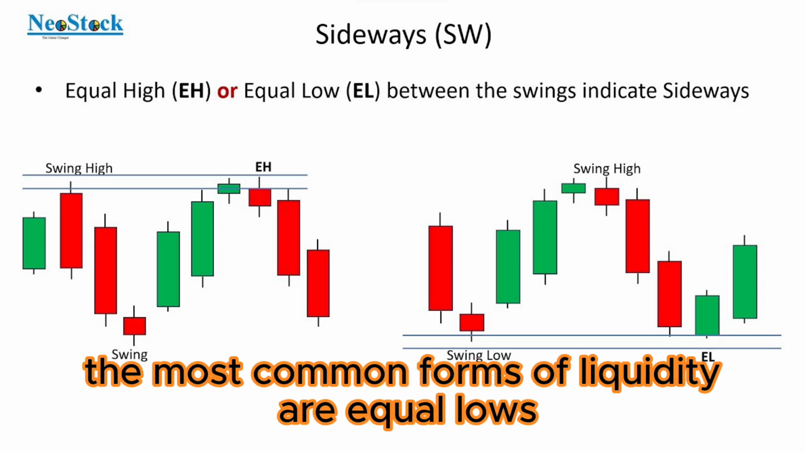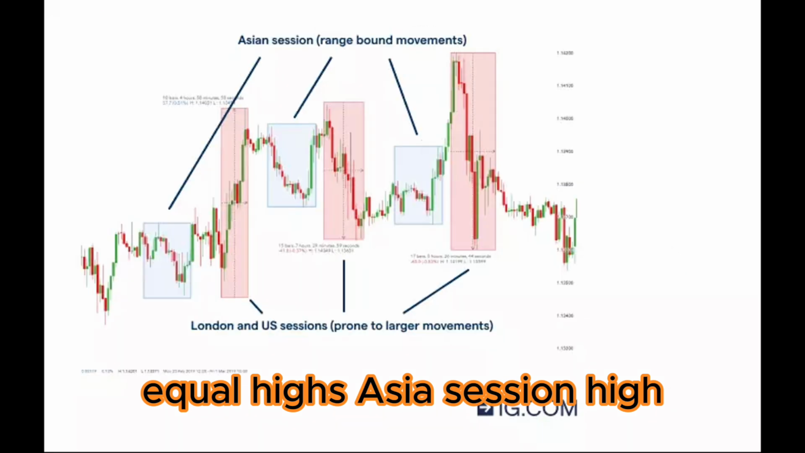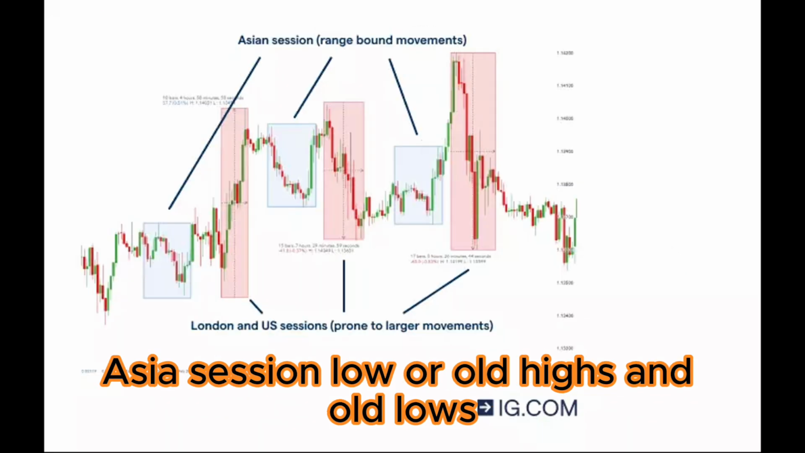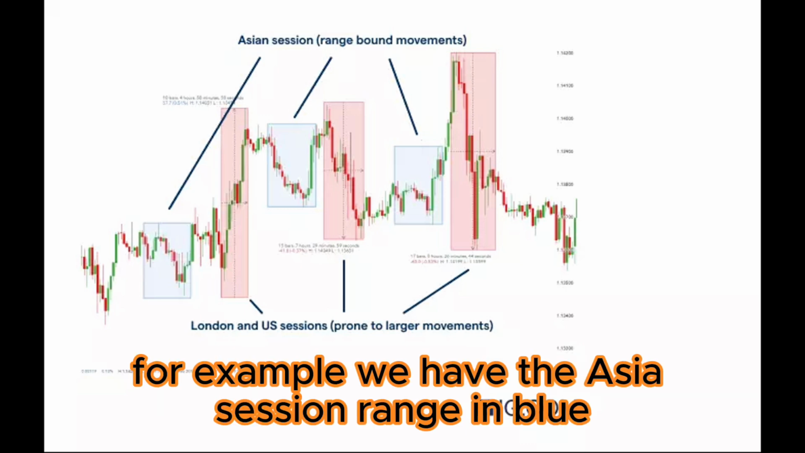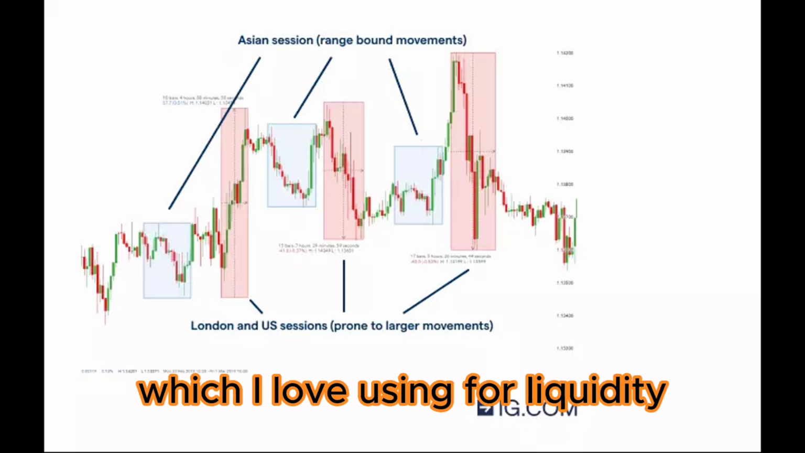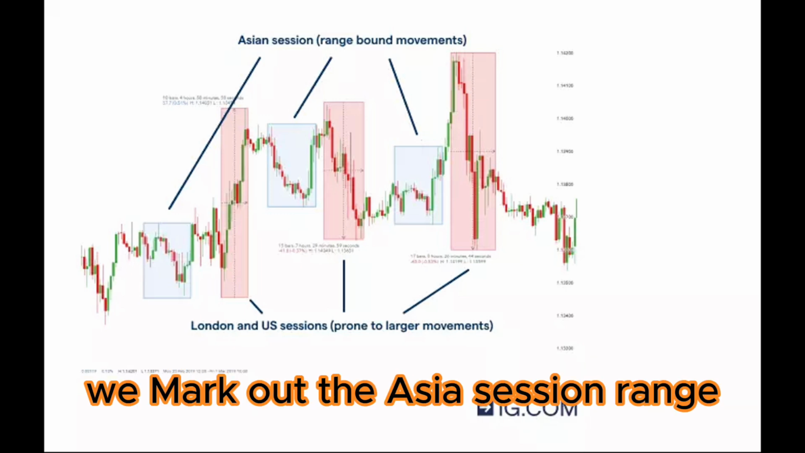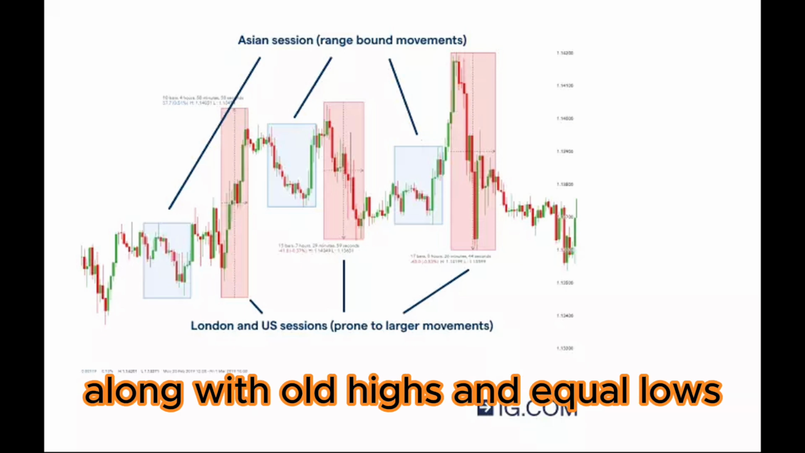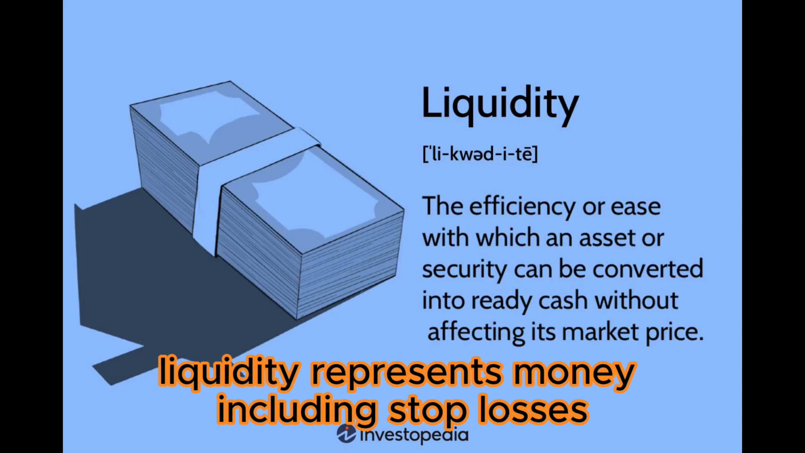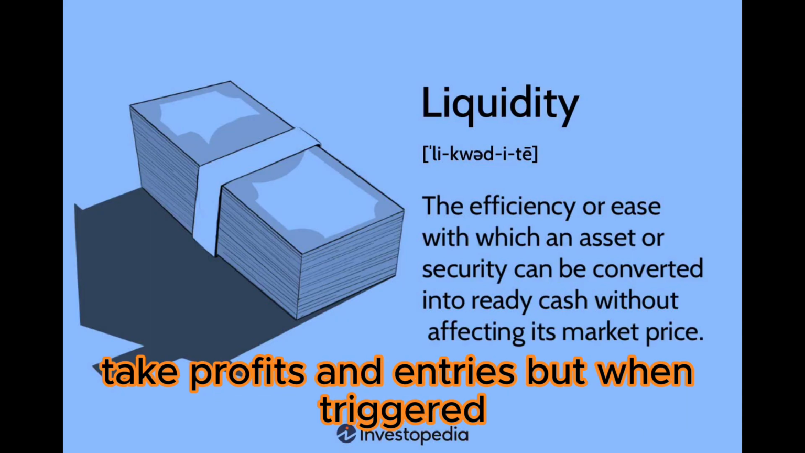The most common forms of liquidity are equal lows, equal highs, Asia session high, Asia session low, or old highs and old lows. These are likely stop-loss areas. For example, we have the Asia session range in blue, which I love using for liquidity. We mark out the Asia session range high and low as pockets of liquidity, along with old highs and equal lows. Liquidity represents money, including stop losses, take profits, and entries.